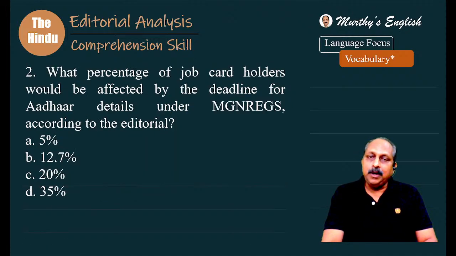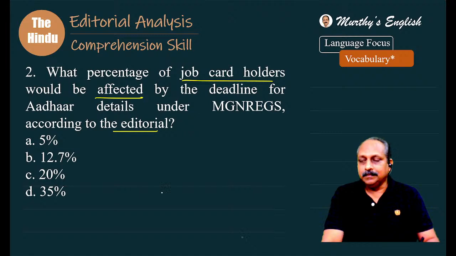What percentage of job card holders, always focus on the keywords, would be affected by the deadline for Aadhaar details under this scheme according to the editorial? What is the percentage? 5%, 12.7%, 20%, 35%. What percentage of job card holders? Seal, close, good Divya. 12.7 or 35%. I think it is 35%.